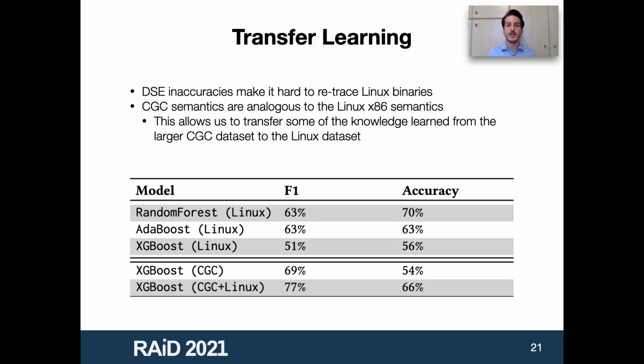As you can see from the table, when we train the XGBoost classifier to learn patterns in the combined CGC plus Linux dataset, we obtain a much better result than when the classifier is trained only on the Linux dataset or only on the Cyber Grand Challenge dataset.